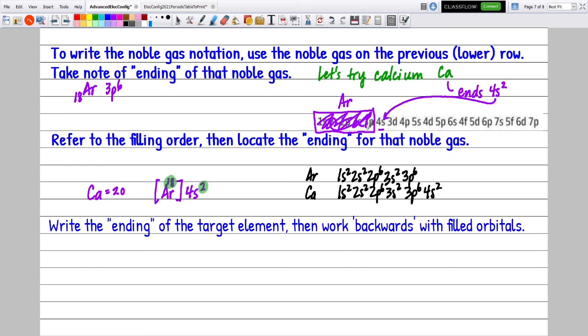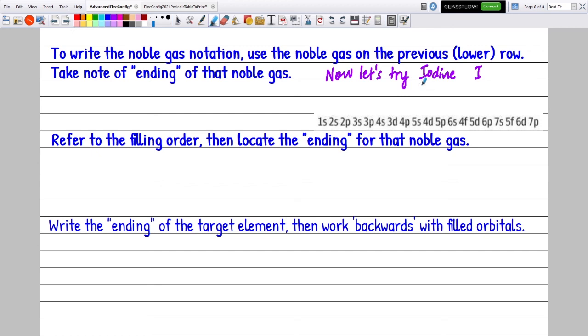Now hopefully you began to notice that the beginning portion of calcium is exactly the same as the configuration for argon. And so if we substitute this portion with this symbol of argon 18, all we need to do is add 4s2. And there it is, the noble gas notation for calcium. All right, that was just one example. Let's try another one.